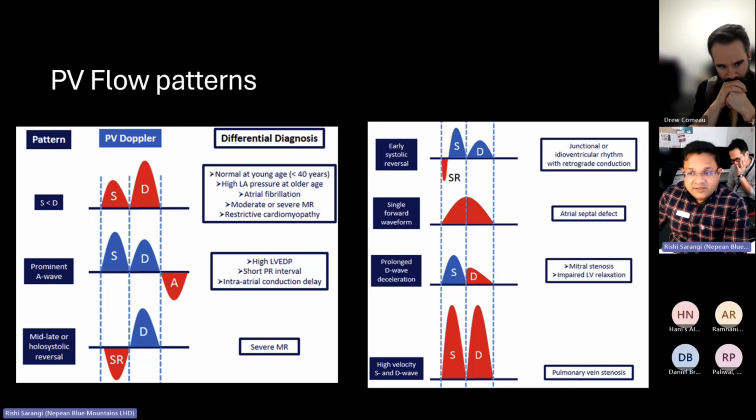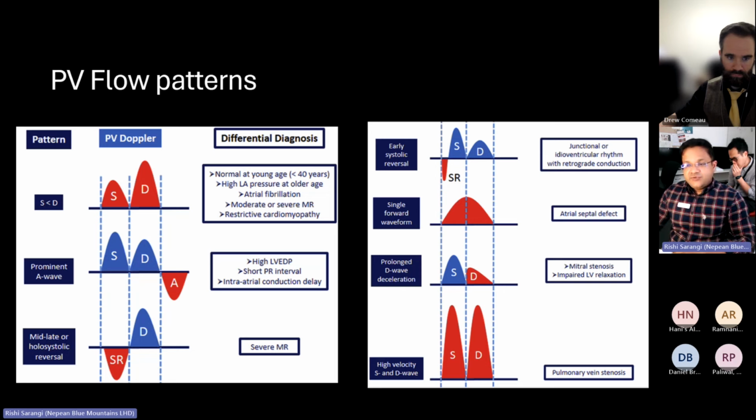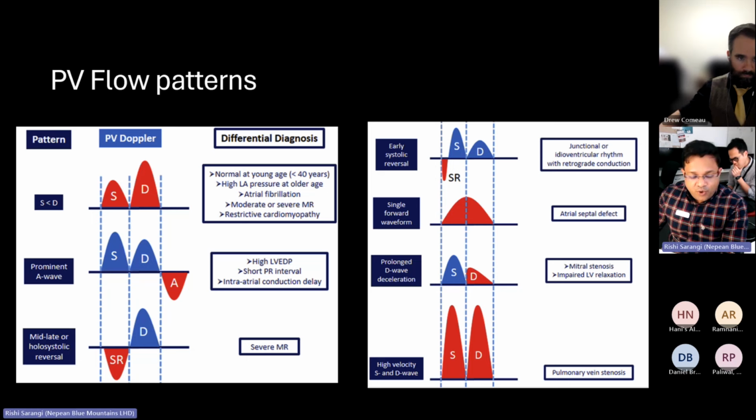The pulmonary vein flow patterns are interesting to note. Now, this is a waveform where the S is less than the D, so the S by D ratio is less than 1, and there are no A waves. That signifies the patient could be in atrial fibrillation. This could also be a normal, young, healthy individual, or reflect higher left atrial pressures in old age. It is also reflective of moderate to severe MR, and a pattern we can see in patients with cardiac amyloidosis who have restrictive cardiomyopathy. A prominent A wave is seen in patients with diastolic dysfunction, short PR interval, or intra-atrial conduction delay.